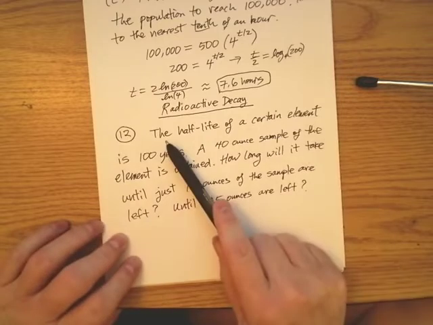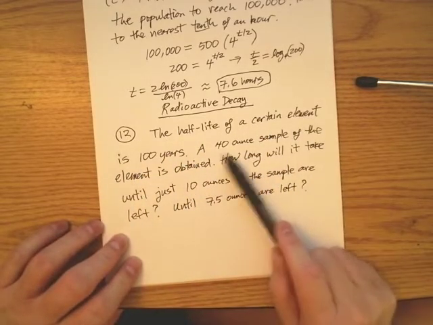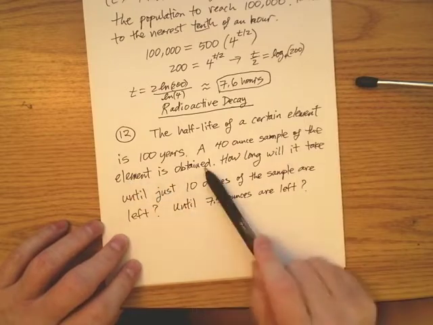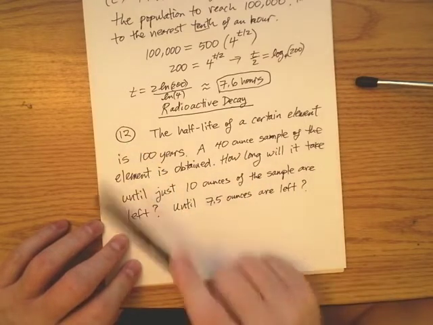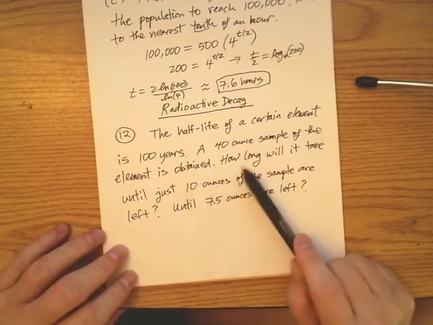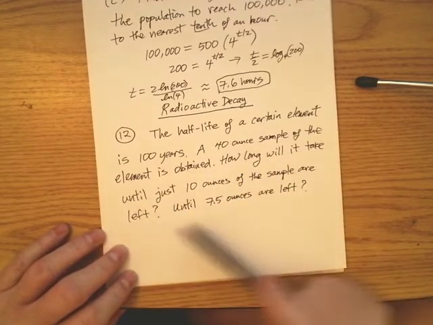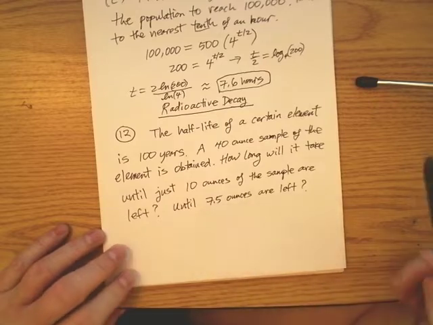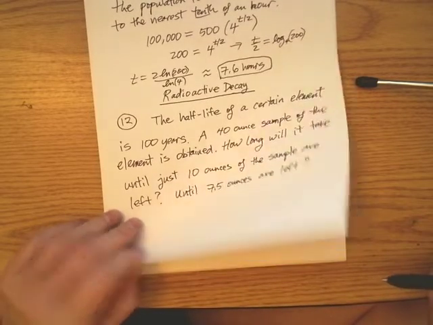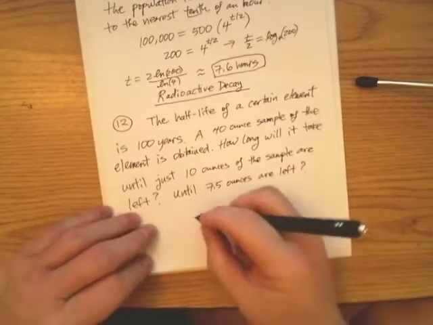Okay. The half-life of a certain element is 100 years. A 40-ounce sample of the element is obtained. This is number 12 from that section, 6.8 by the way. So you've got 40 ounces initially. How long will it take until just 10 ounces of the sample are left? Until 7.5 ounces are left. Okay? All right. Now, here's what we're going to do.